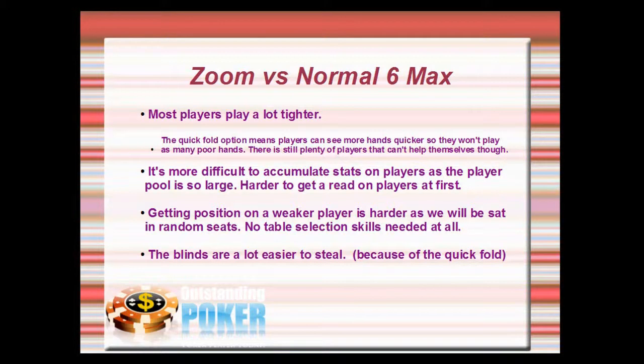I'm here with part two of this three-part Zoom series where I'm showing you the difference between playing a normal 6-max game and a Zoom table. If you didn't see part one, I'll quickly go through some of the differences. On Zoom, players are playing a lot tighter because of the fast fold button, so they're just quickly folding and going on to the next table. It's more difficult to get stats on them because there's a larger player pool. It's difficult to get position on weaker players and keep that position because you're changing tables all the time.